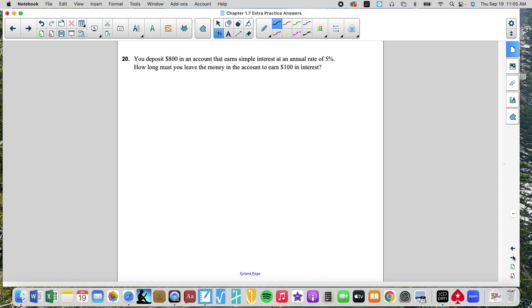You deposit $800 in an account that earns simple interest at an annual rate of 5%. How long must you leave the money in the account to earn $100 of interest? Interest equals principal times rate times time. So we know that I have $100 of interest. That's going to go in for I. I know my rate is 5%. And I know that my initial principal is P. And I know how long it's looking for, T.